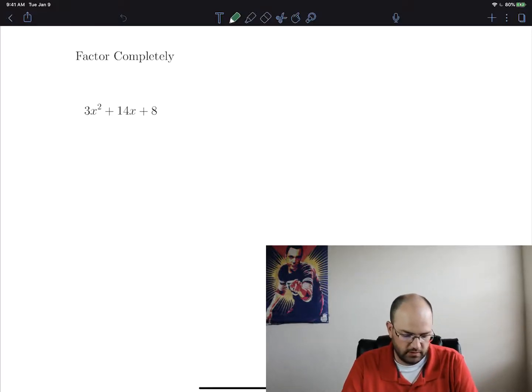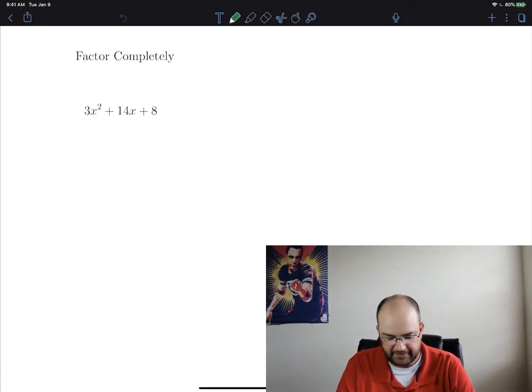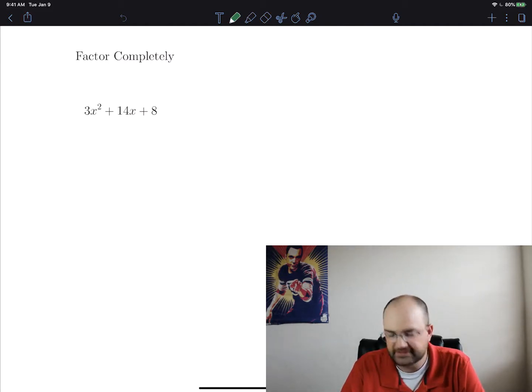Hello. In this example, we want to go ahead and factor completely 3x squared plus 14x plus 8.